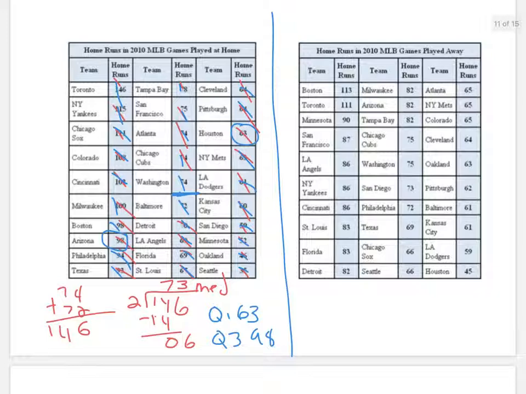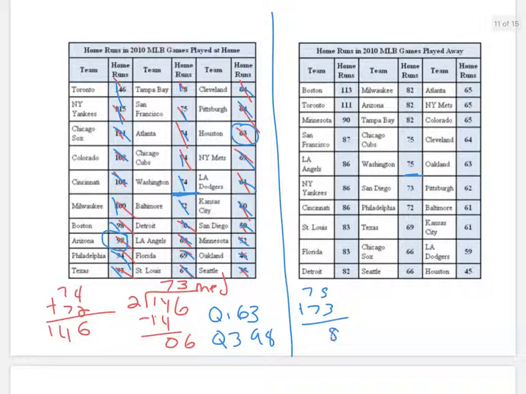I want to do exactly the same thing on the other side. The good part about this is there is the same amount of numbers in each table, so the medians should be in the same locations. The actual median is in the middle, between the 5th and 6th columns. So my median is going to be in between there. I would take those two values, 75 and 73, and add them together.